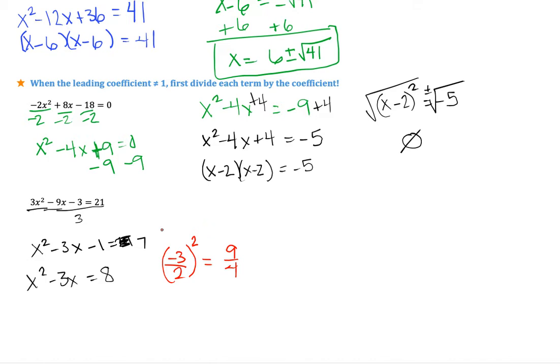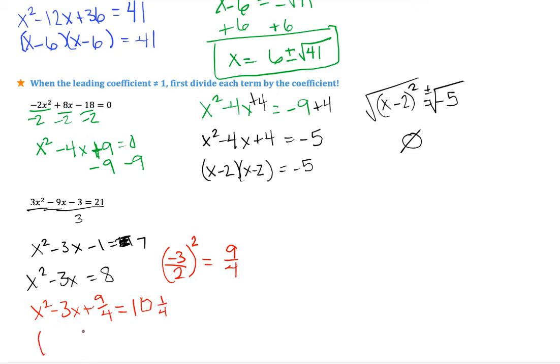If you add those to both sides, x squared minus 3x plus 9 over 4 equals 8 plus 9 over 4, which is going to be, well, 10 and a quarter. So I'll write that. Okay.